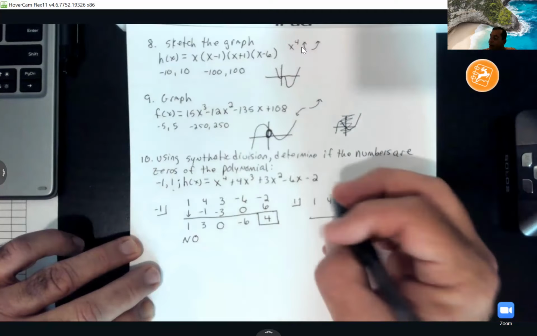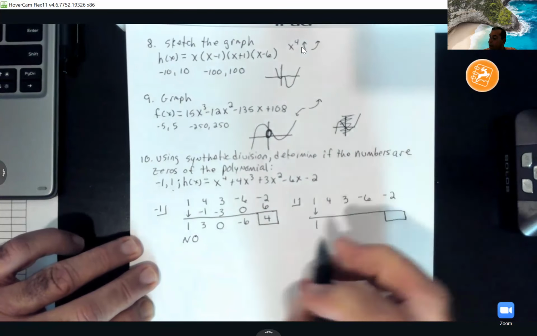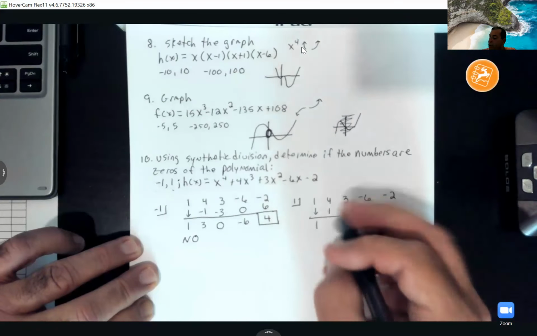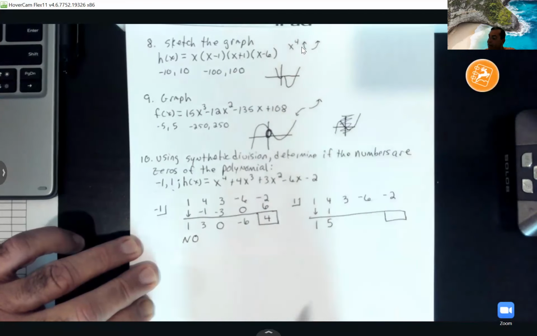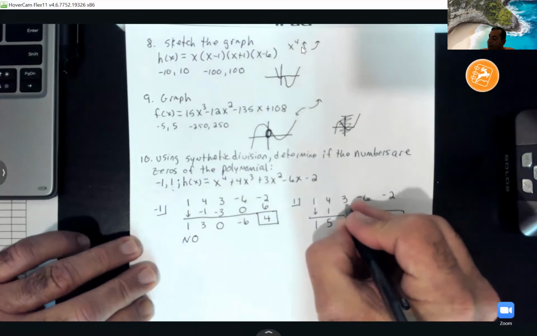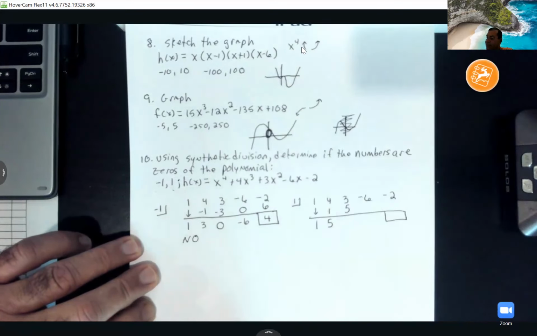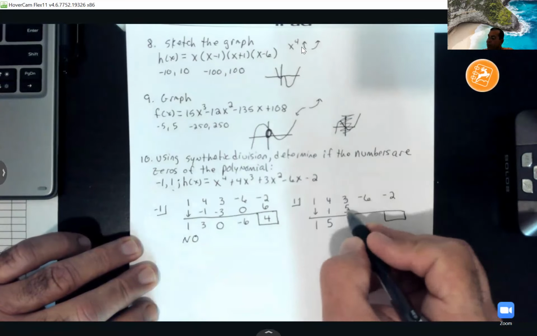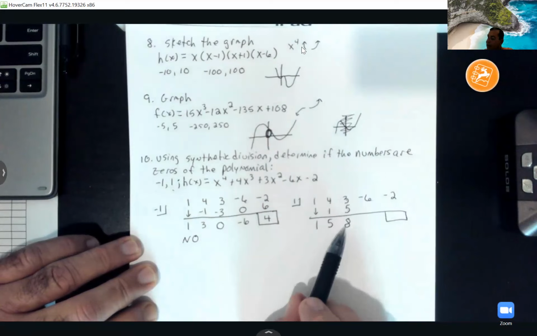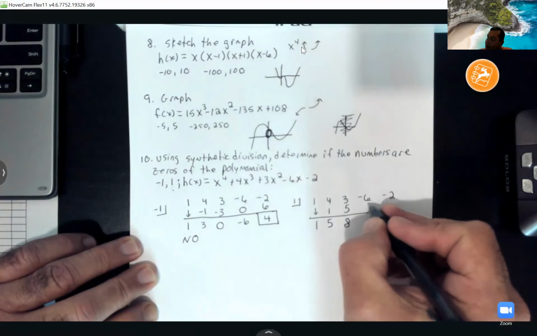All right, y'all, same thing. Bring this one down. 1 times 1 is 1. 4 plus 1 is 5. 5 times 1 is 5. 3 plus 5 is 8. Right? 8 times 1 is 8.